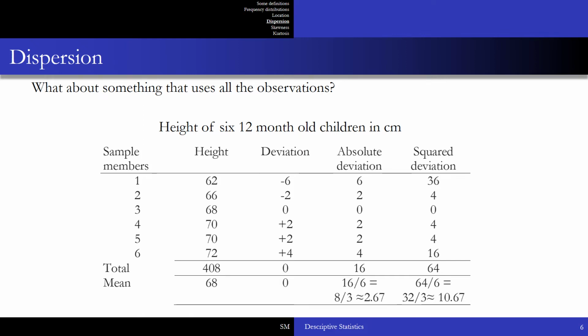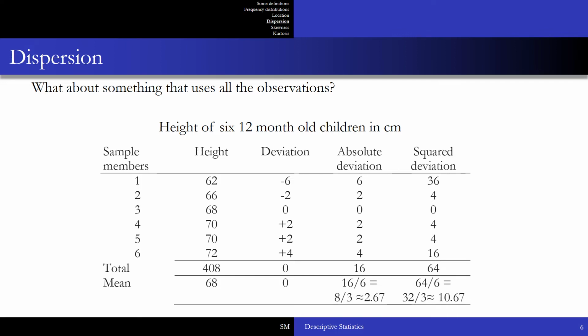Okay, so what do we do? Well, we sum all of these numbers up. If we sum these numbers up, it gives us 408. And then if we divide 408 by 6, the total number of sample members, then we get 68. 68 is the mean of this distribution. Okay, so far, so good.